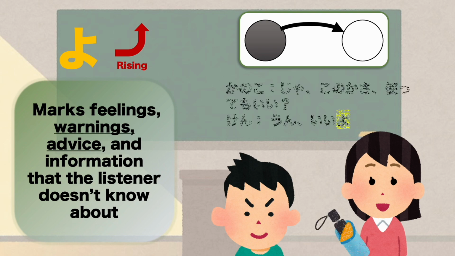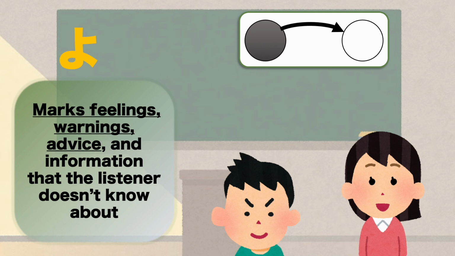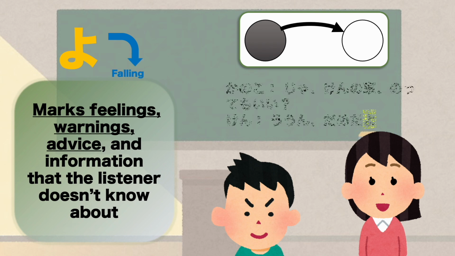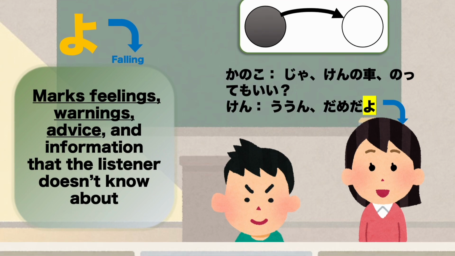Kaneko asks if she can use Ken's umbrella. Ken answers with いいよ。 Ken answers using yo with a rising pitch. Now let's look at an example that uses falling pitch. じゃあ、ケンの車乗ってもいい? ダメだよ。 Here, Kaneko asks to use Ken's car, and his no is non-negotiable. It could also sound rude or playful depending on the context and relationship.